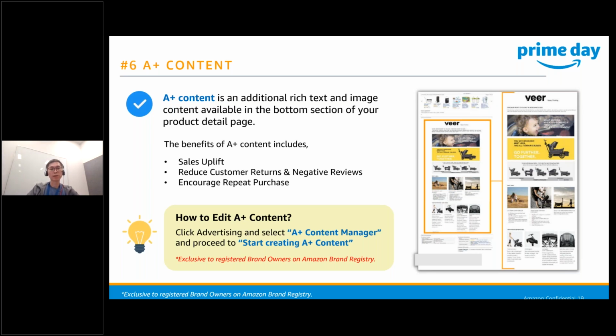Now, to create your A+ content, you will have to click on Advertising in Seller Central and then select A+ Content Manager. After that, you can proceed to start creating the A+ content. But do take note, as I mentioned earlier, that this feature is currently only available to registered brand owners on Amazon Brand Registry. So if you have an eligible trademark, you should start enrolling into Brand Registry so that you are able to gain early access to brand building tools such as A+ content.